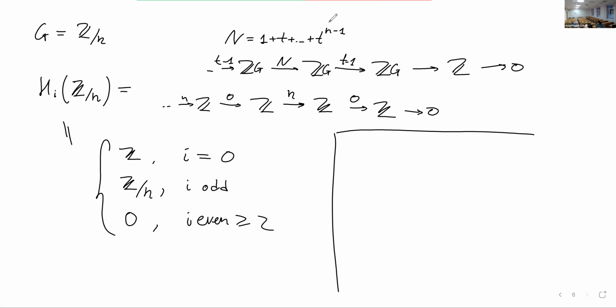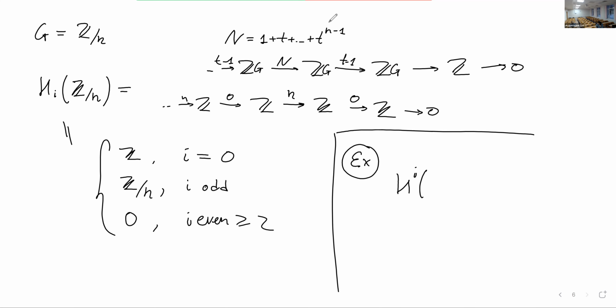Okay, let's take it as an exercise. In degree 0 we get Z. And then the answer for even and odd i greater than 0 is the same with even and odd interchanged, meaning we have Z/n for even i and 0 for odd i.